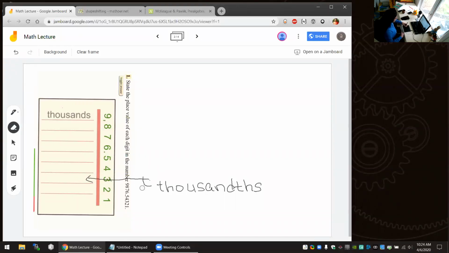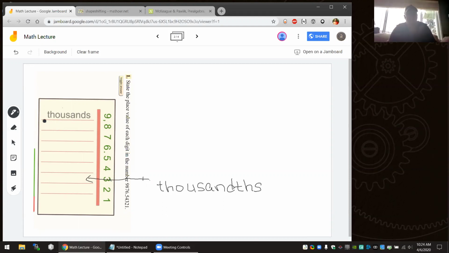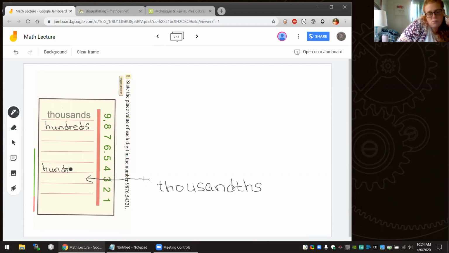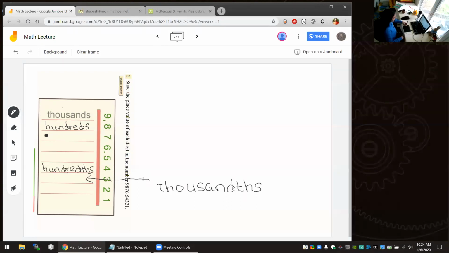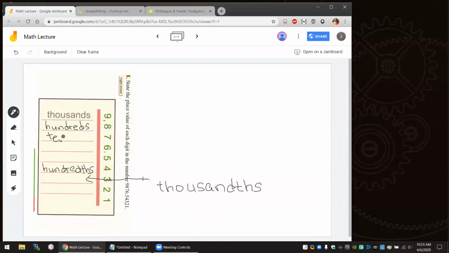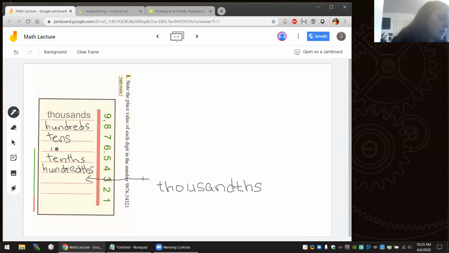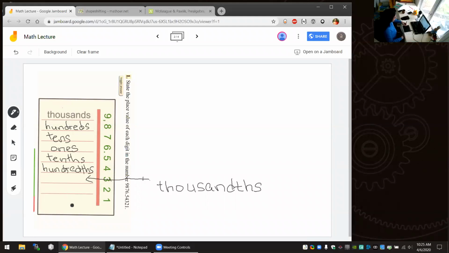Okay, let's just write on our others. What's the 8? Somebody call it out. Hundreds. And where would hundredths be? 4. Okay, the 7. Tens. And the 5 would be tenths. The 6. Ones. If you're from another country, you might call out units.